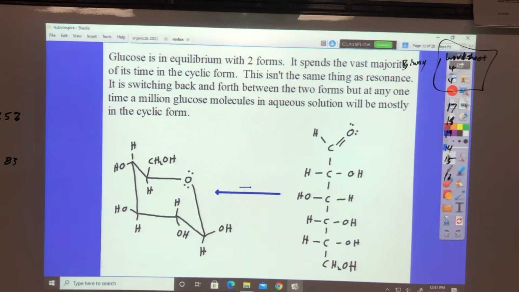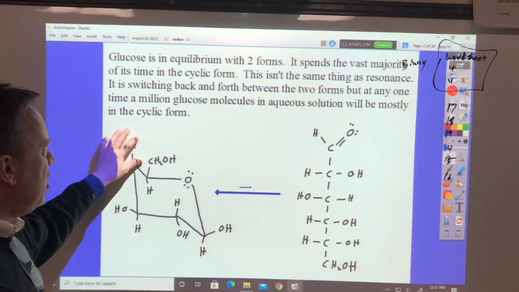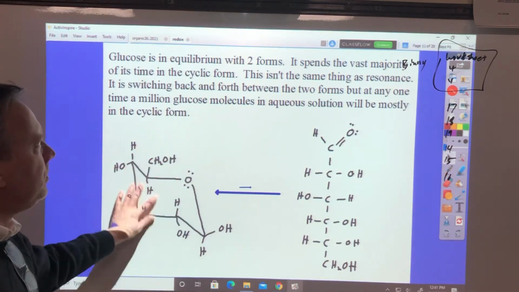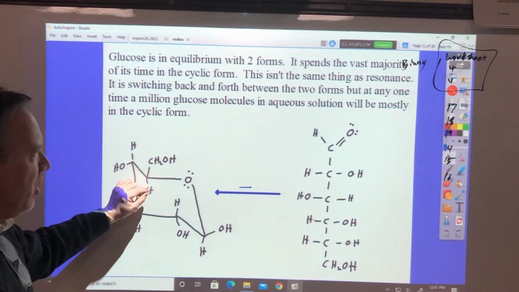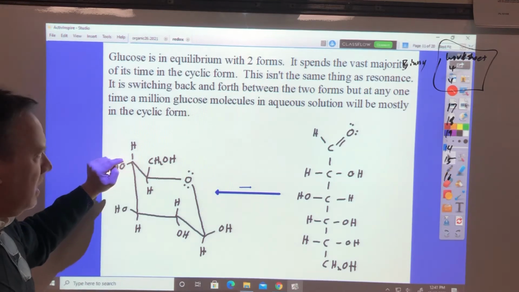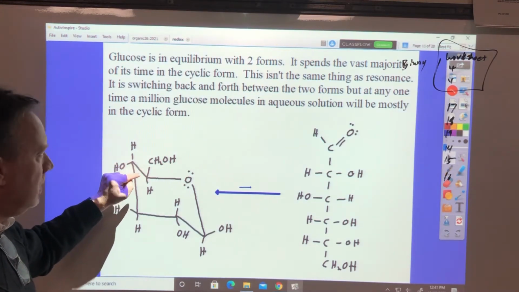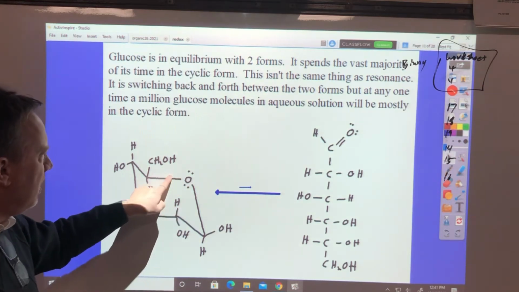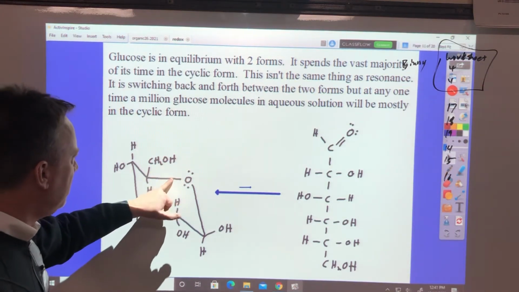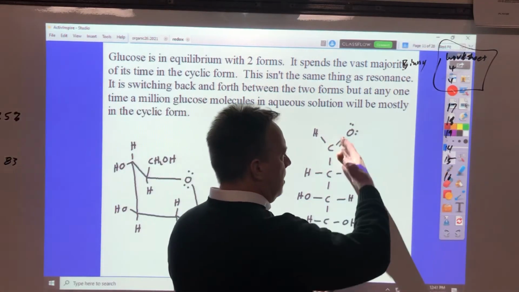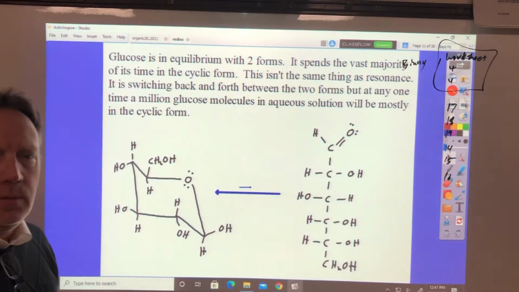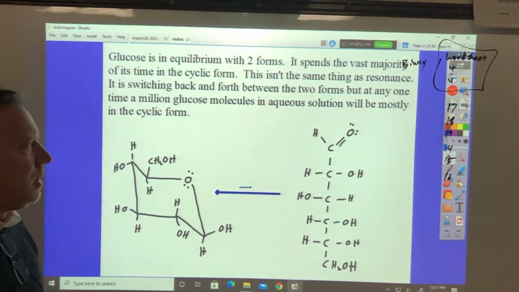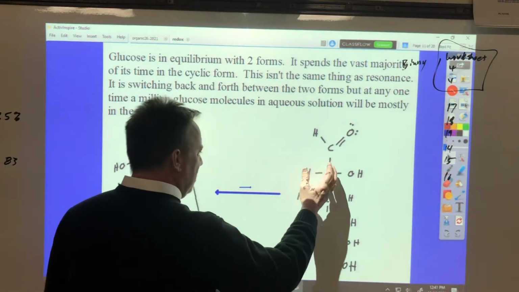Okay, so let's talk about glucose a little bit. It's the sugar that's in blood sugar. It actually spends the vast majority of time in this cyclic form. And you can break the bonds. I guess it'd be right here. Right there. I think you break this one. Yeah, if you break this one, it can form this linear chain molecule. It spends the vast majority of its time this way, though.